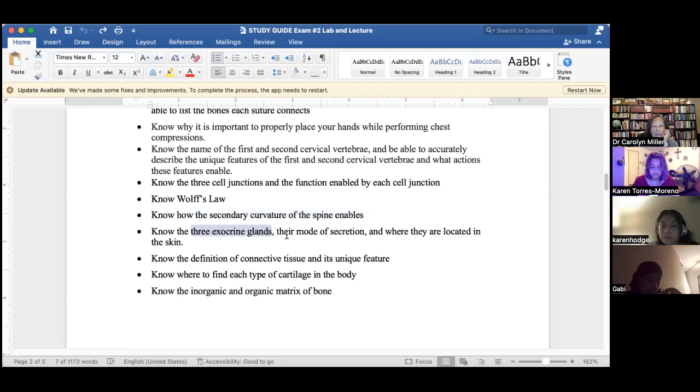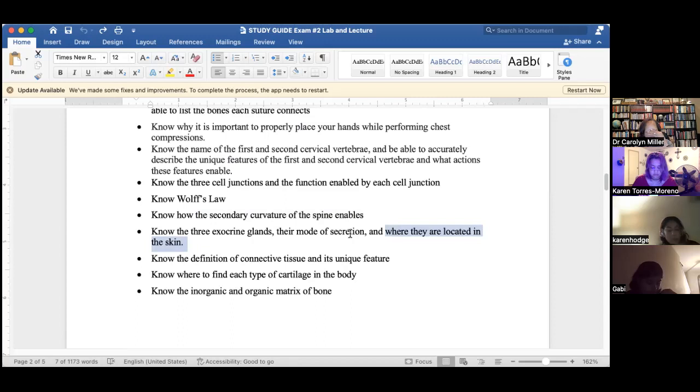Know the three exocrine glands, their mode of secretion, and where they're located in the skin. The eccrine sweat gland is located in the dermis, and it goes to the surface for evaporative cooling. The apocrine sweat gland is also located in the dermis, but it puts its exudate in the hair follicle. The sebaceous oil glands are located around that hair follicle. Their mode of secretion is merocrine.